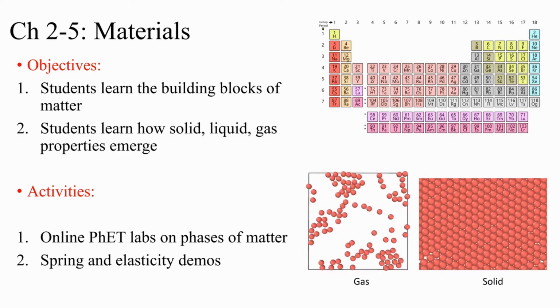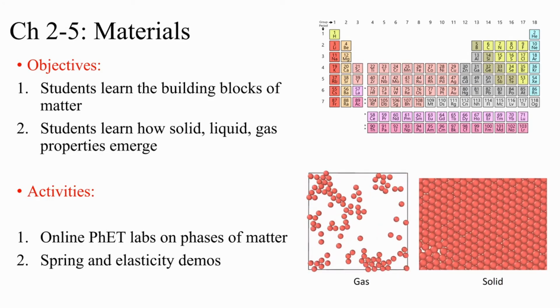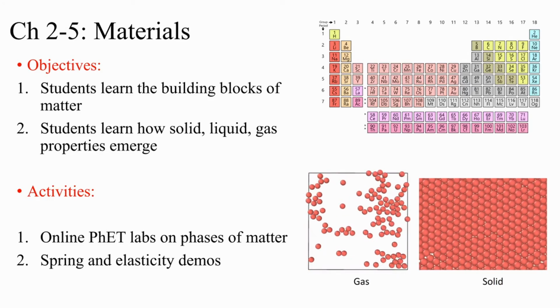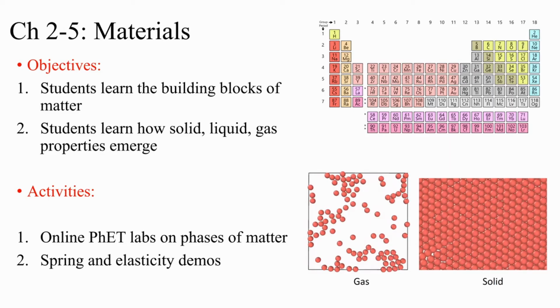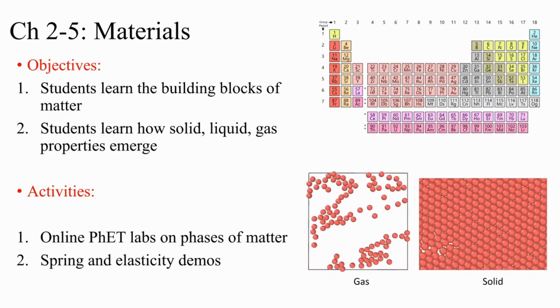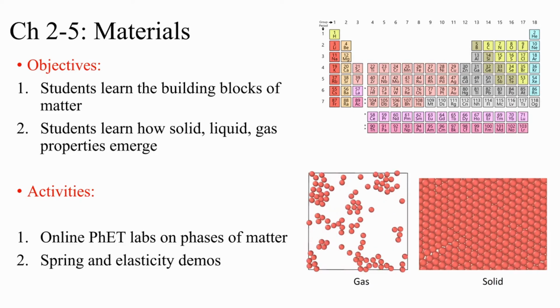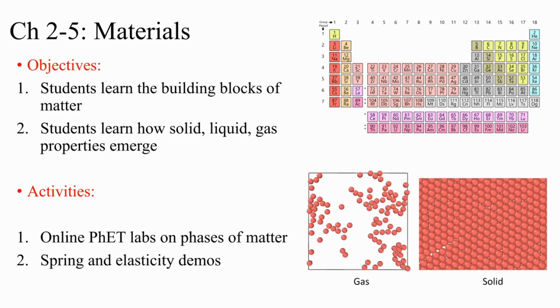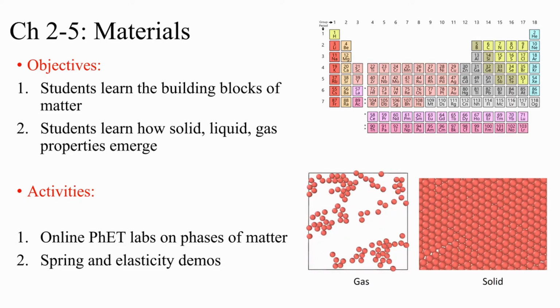Next, students learn how these elements form atoms and atoms combine to form molecules, and the interaction between molecules or atoms leads to the emergence of typical material properties such as gas, liquid, and solid properties. And students also have access to online activities as well as demonstrations of springs.